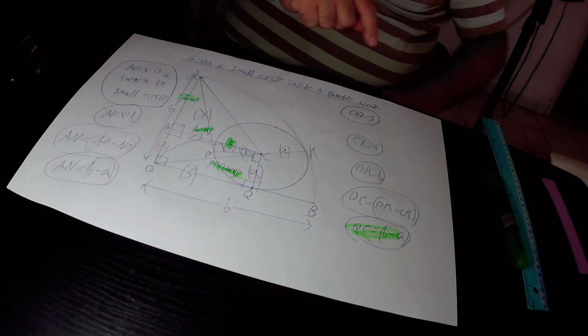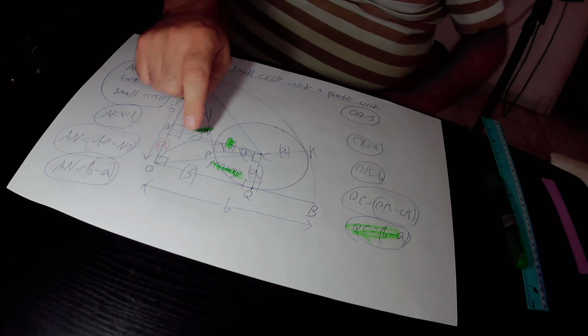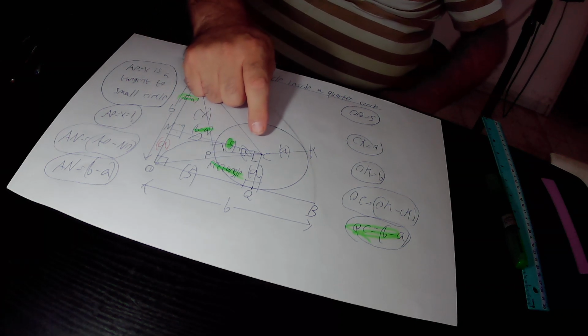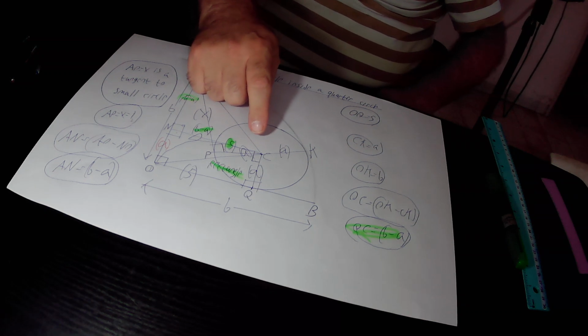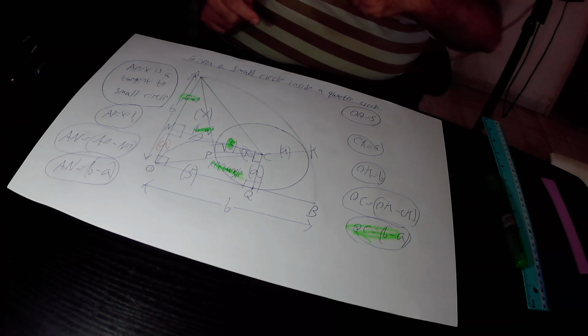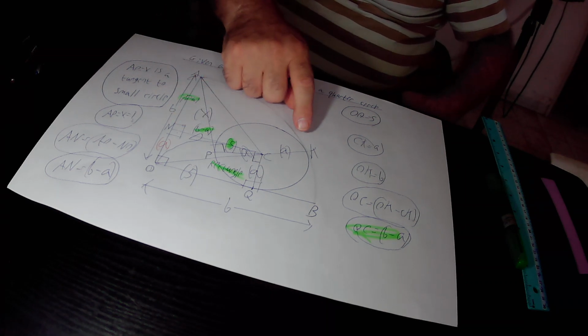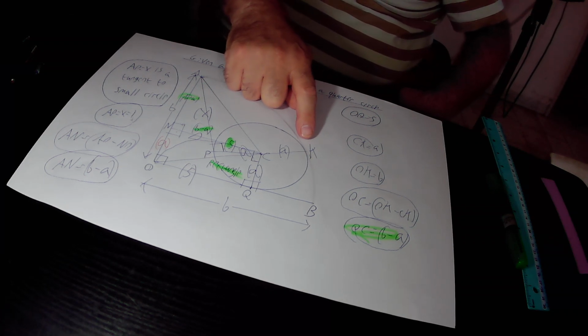OCK is one straight line. So we join points O and C together by a straight line. And according to rule 9, the straight line OC must pass through point K, that is their touching point. It is very easy to see that indeed the straight line OC passes through point K, that is their touching point, exactly according to rule 9.